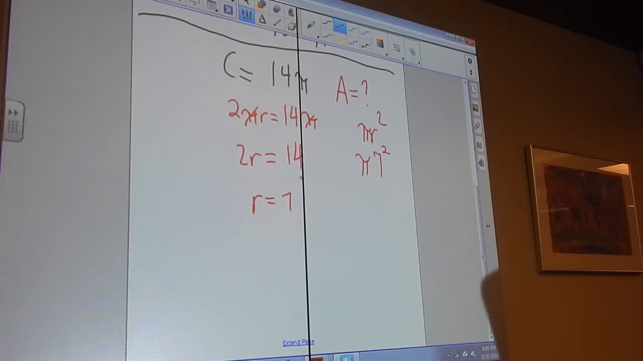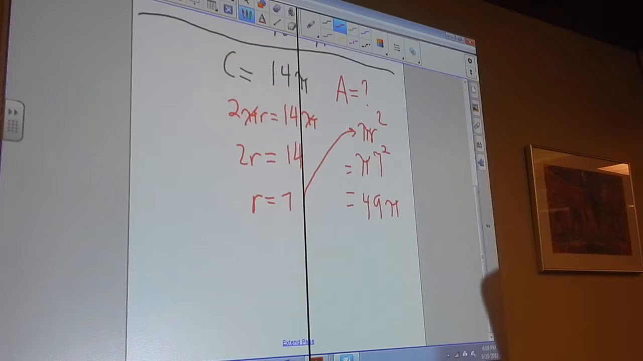Now you got to go ahead and plug it over here into this area formula. So then I gotta put 7 and then square it. Yes, which would be 49, because 7 times 7. Right. 49 pi. That's where the disconnect was, right there. I was off somewhere else.